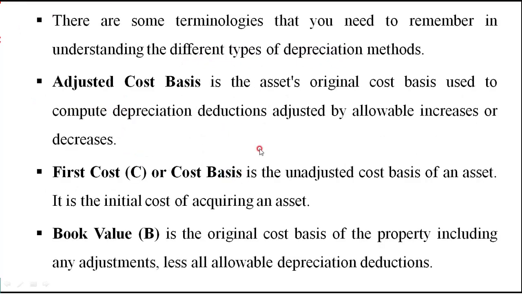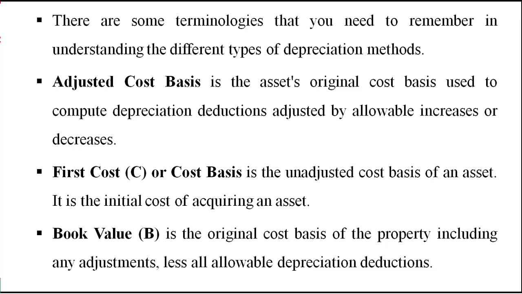A few of the terms we have to understand before going to the depreciation. There are some terminologies that you need to remember in understanding the different types of depreciation methods. First is adjusted cost basis. It is the asset's original cost basis used to compute the depreciation deduction, adjusted by the allowable increase or decrease. First cost, that is you can call it as FC or C, or the cost basis, e.g. cost basis is the adjusted cost basis of an asset. It is the initial cost of acquiring an asset.